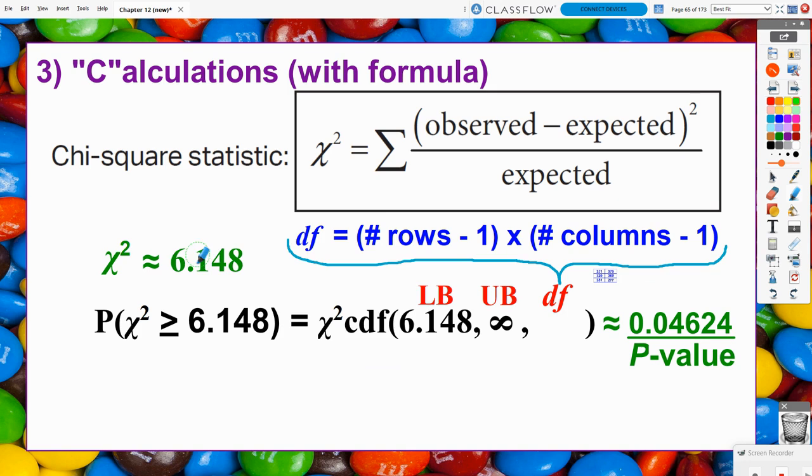Now, 6.148 was our chi-square test statistic. It's always greater than or equal to zero because our chi-square values are always positive and they're always going to shoot off to infinity. So we can start with that as our lower bound and always go up to infinity.